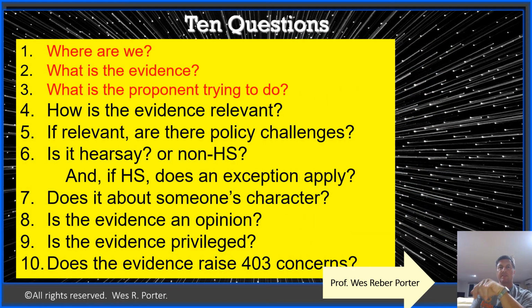Again, here are the specific rules once we get past those threshold questions. But what I want to emphasize at this point is these questions in red, these three questions: where are we? What is the evidence? What is the proponent trying to do? Those are foundational to every evidentiary issue, every evidentiary problem. If you get in the habit of pausing and asking those three questions first, before you dive into the rules, before you dive into the back and forth of the evidentiary argument, you'll be better off.